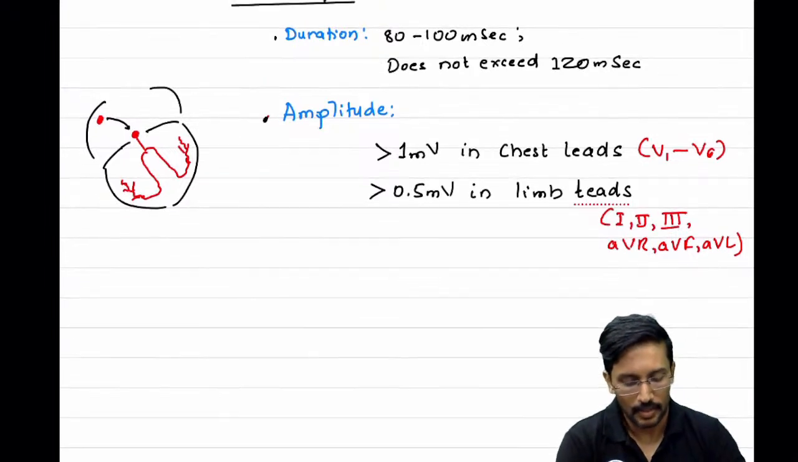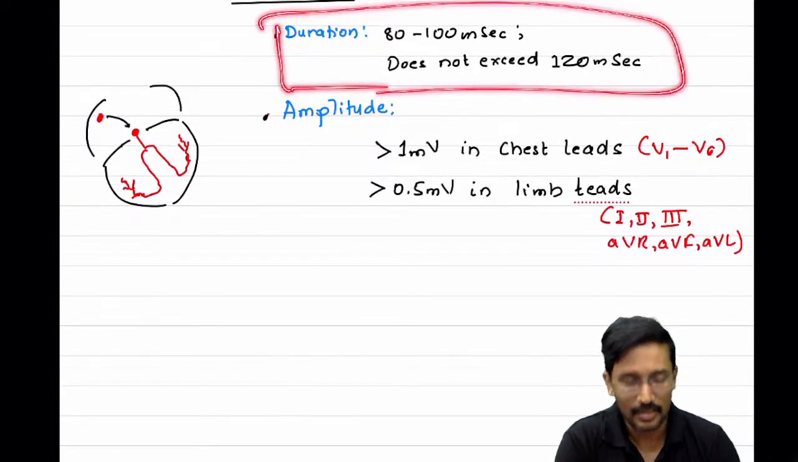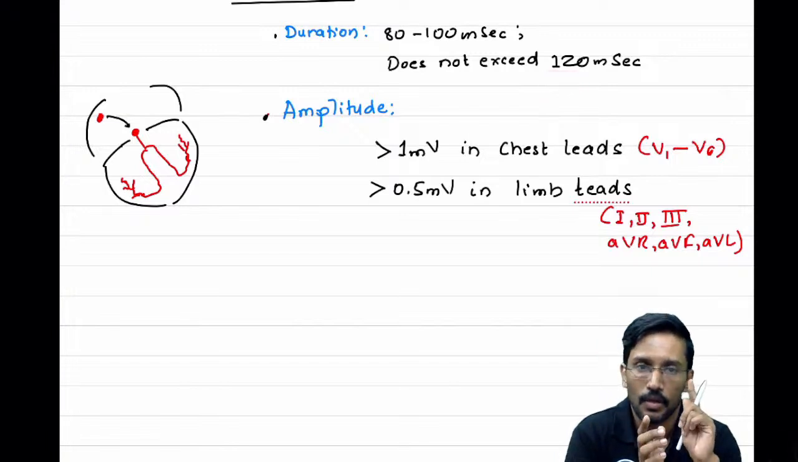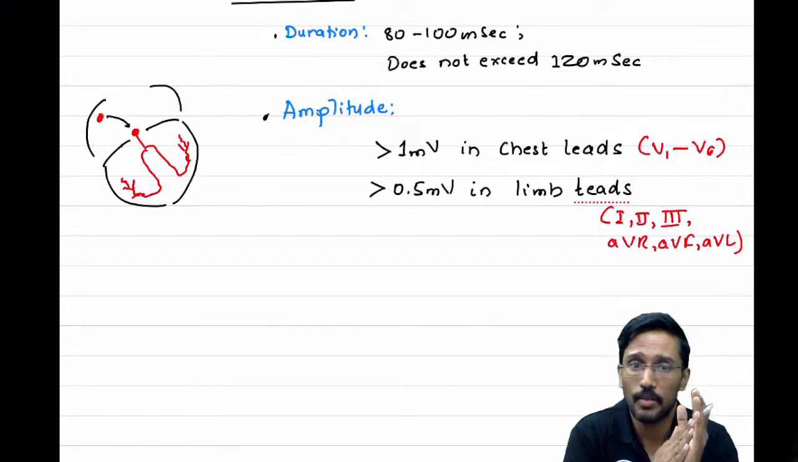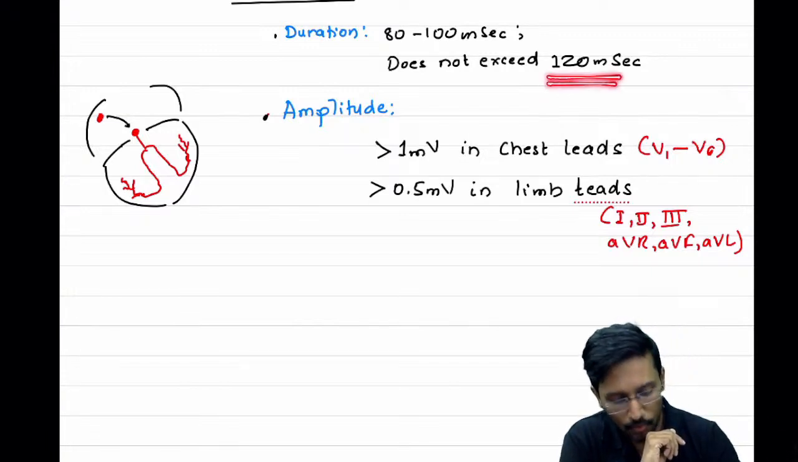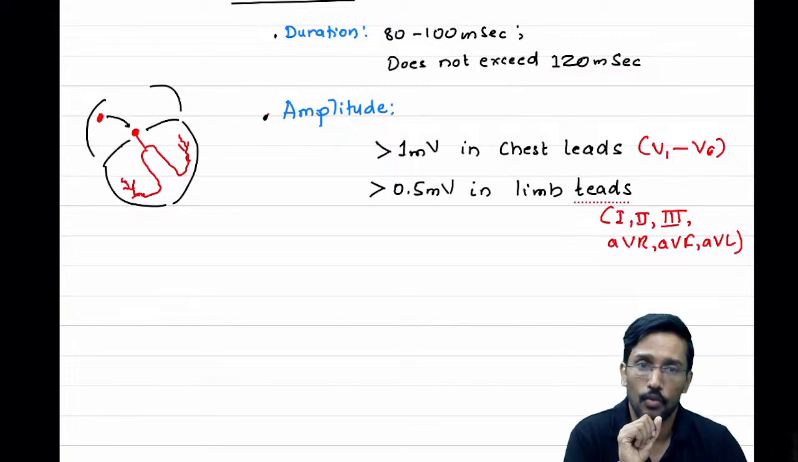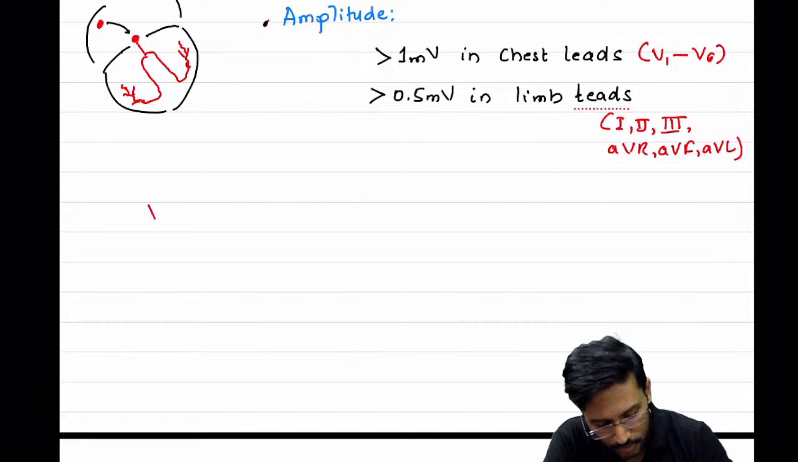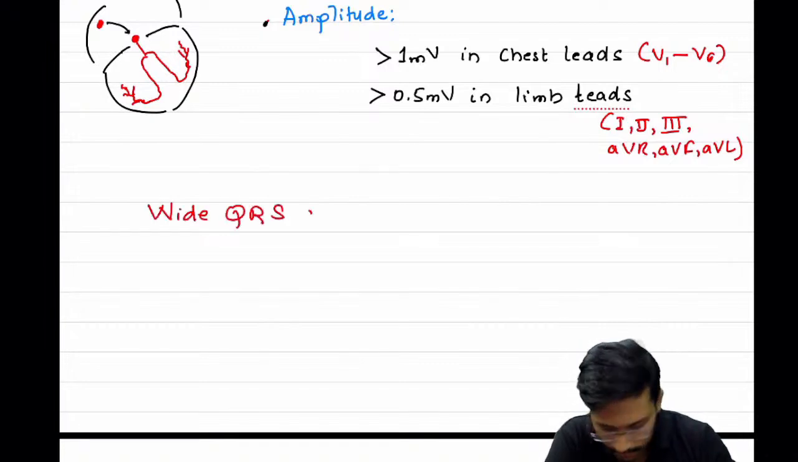Okay. In terms of duration, anything that is taking more than 120 milliseconds. One small square is 40 milliseconds. So if QRS is taking more than 3 small boxes, it is abnormal, right? So first we will address wide QRS complexes. In what conditions do I get wide QRS complexes?